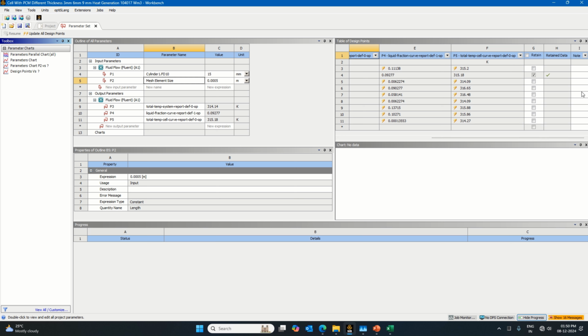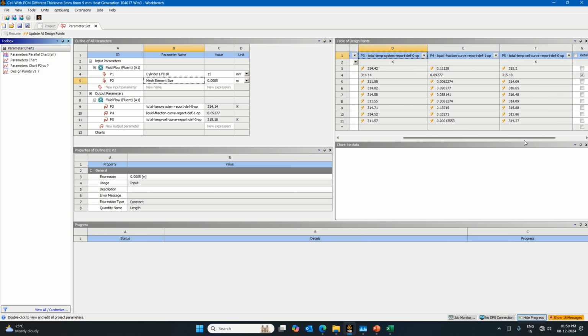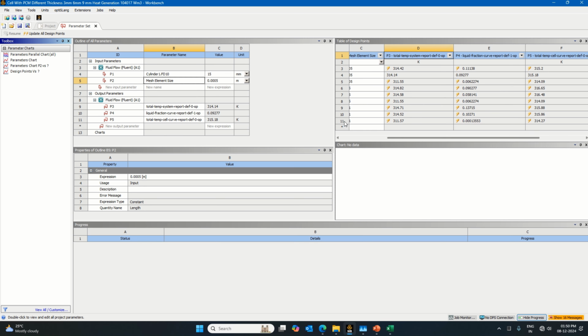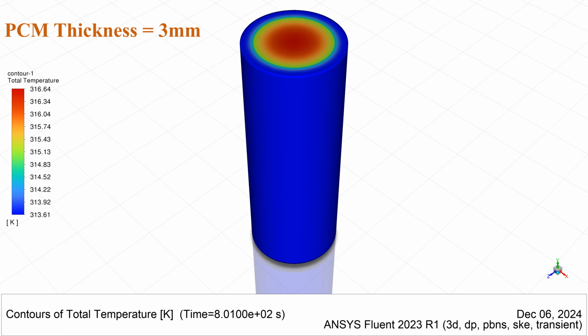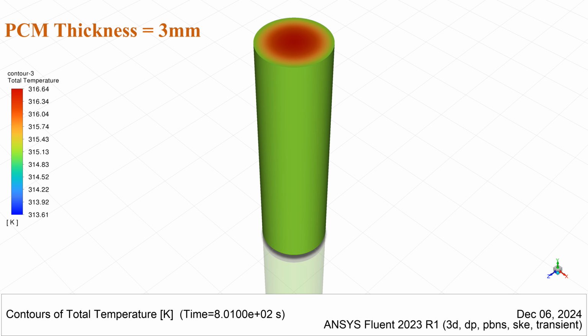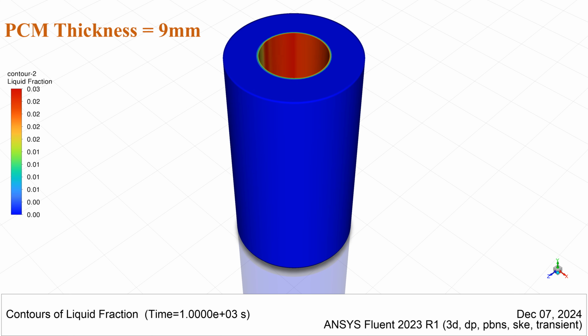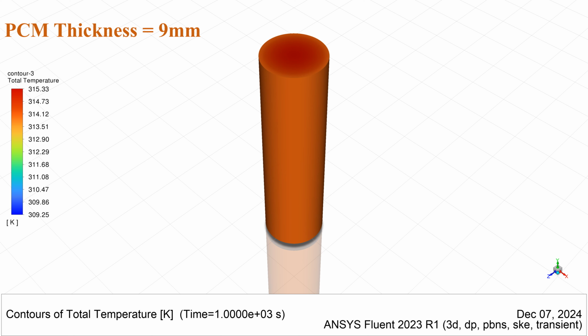In this way, things are simulated for different values of mesh size along with different thicknesses of the PCM, and these are all the temperatures available for the results. These are some of the sample images with the PCM thickness of 3 mm. You can see the liquid fraction, and then again the 3 mm cell temperature. Next is the PCM of thickness 9 mm. You can see the temperatures, the liquid fraction which has been available, and again the cell temperature.